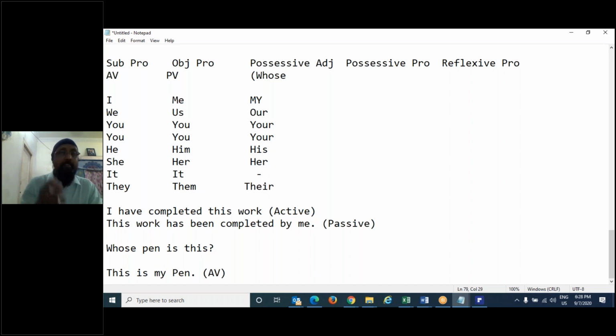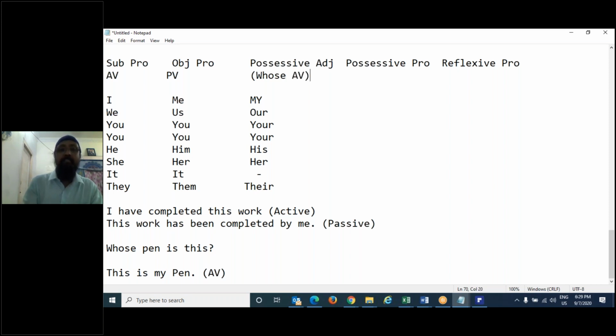Whenever we are using these pronouns, they are always used before a noun, and they define the ownership of that noun. They are then known as possessive adjectives. Always when we are using these possessive adjectives, they all come before a noun, and the voice when they come before a noun remains as active voice.